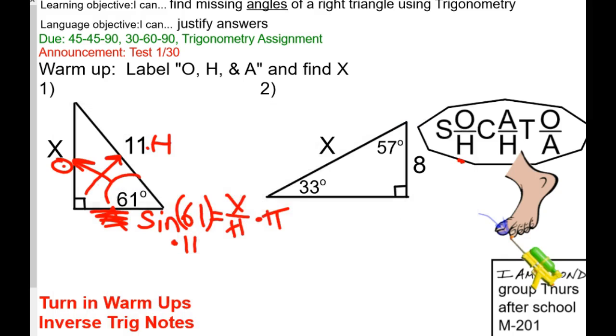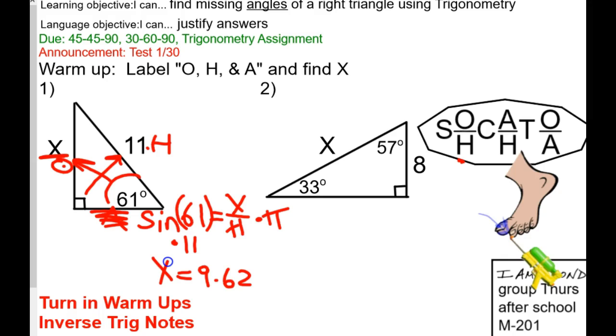So let's write that down. X equals 9.62. Now that is our missing side. This side over here is 9.62 units long, okay? Now, everybody, what's weird about number 2?